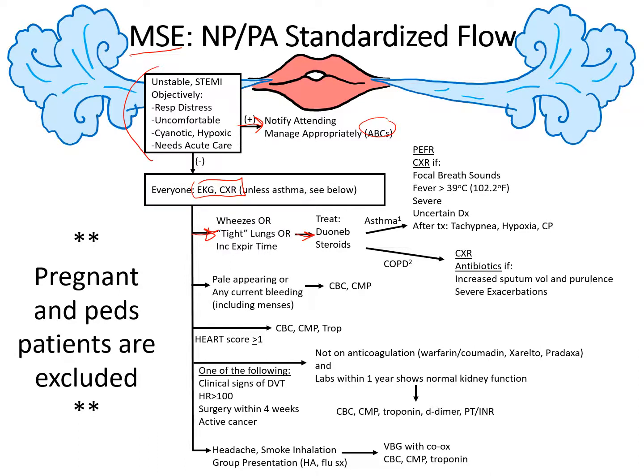The decision with asthmatics tends to be whether or not to get a chest x-ray. A suggested criteria on UpToDate is if initially you hear focal breath sounds, they have a high fever over 39 degrees Celsius, or they're having a severe exacerbation, you're going to do a chest x-ray. Otherwise, you treat and reassess, and if after treatment they are still tachypneic, hypoxic, or still have chest pain, then you get a chest x-ray at that point.